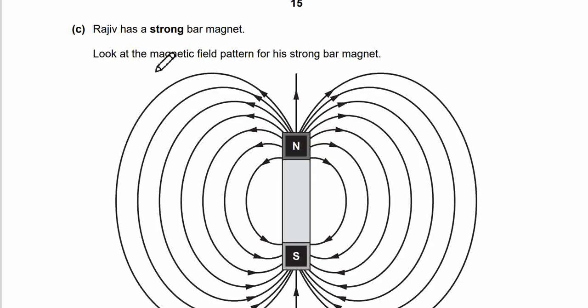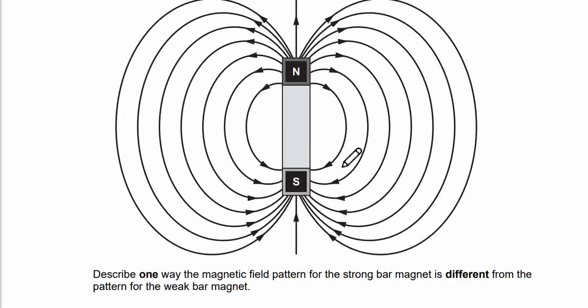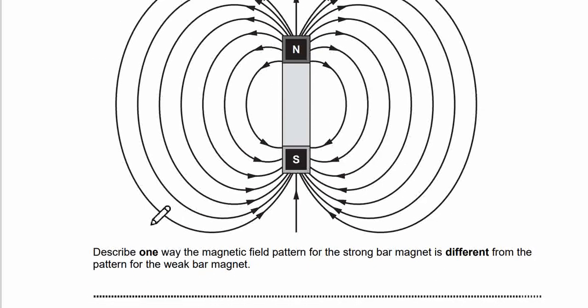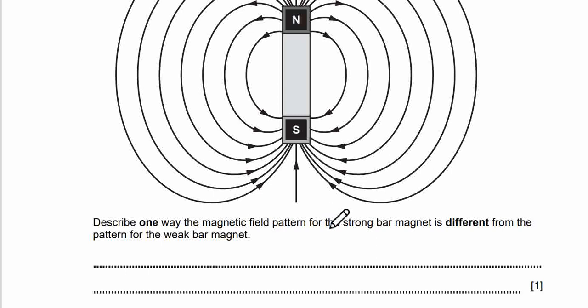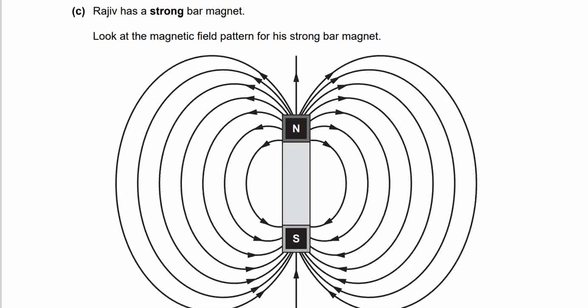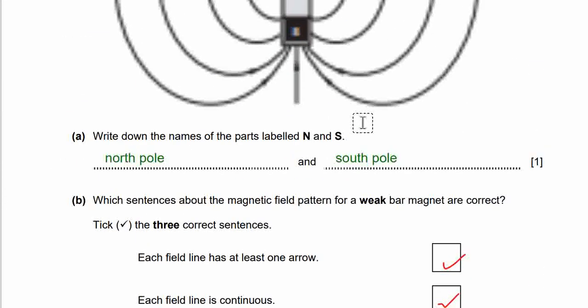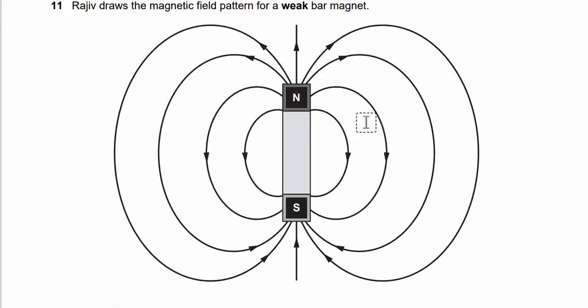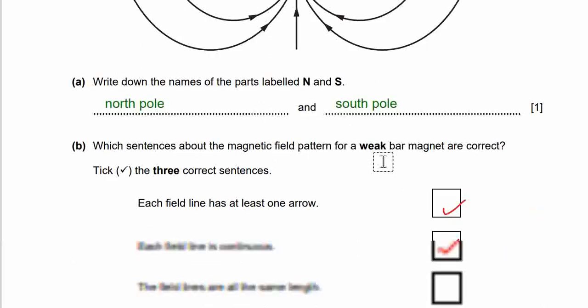Now question C. Reggie has a strong bar magnet. Look at the magnetic field pattern for a strong bar magnet. Describe one way the magnetic field pattern for the strong bar magnet is different from the pattern for the weak bar magnet. If we compare this one and that one, this one has the field lines closer to one another, while this one is far away. So the field lines are far apart. That will be the one difference.